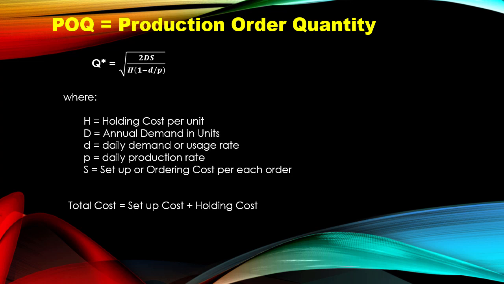Still, we have the total cost equals setup cost plus holding cost. For setup cost, it is D over Q times S. And for the holding cost, it is one half H times Q times 1 minus D over P.